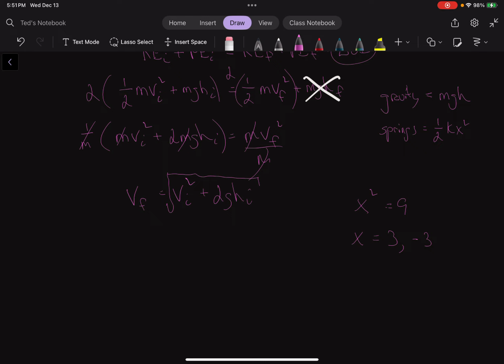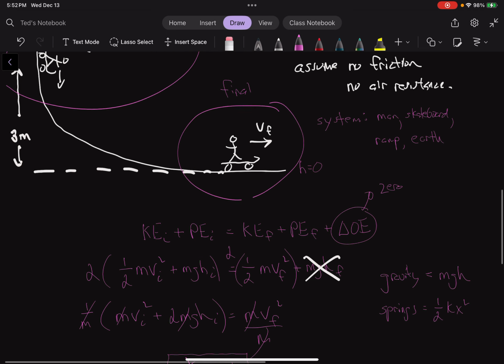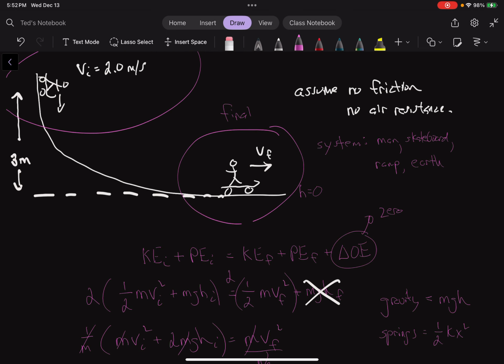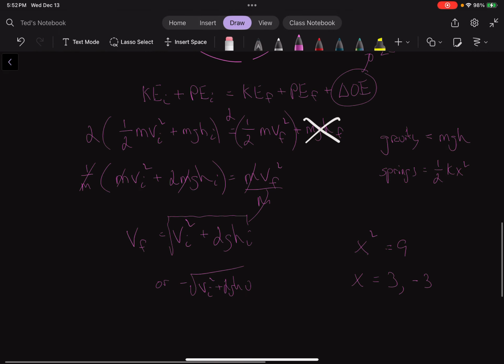Same thing here. When I have v squared is equal to v initial squared plus 2gh initial, when I take the square root of both sides, that gives me one of two possible answers. But the answer also could be negative the square root of v initial squared plus 2gh initial. And when I go look at the problem, it doesn't really make sense for the skateboarder to be moving to the left, so that isn't really a reasonable answer, but based on just the math, it could have been.